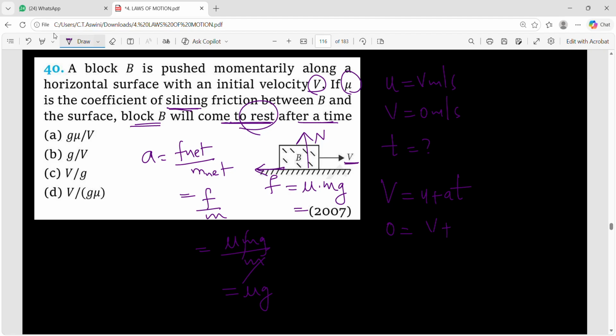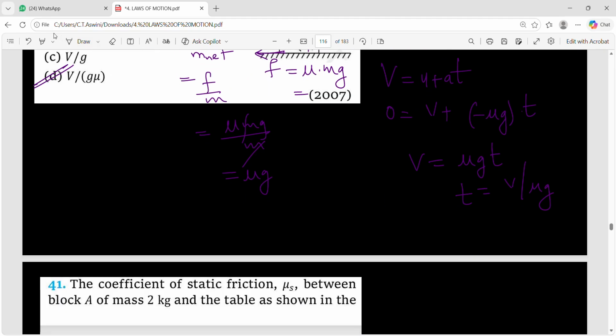So just substitute here. And this acceleration is in which direction? It is in the opposite direction because the acceleration is due to frictional force. So it will be minus mu into g into t. So you'll get v is equal to mu g into t. And what is t now? It is v upon mu into g. So option D is the answer.